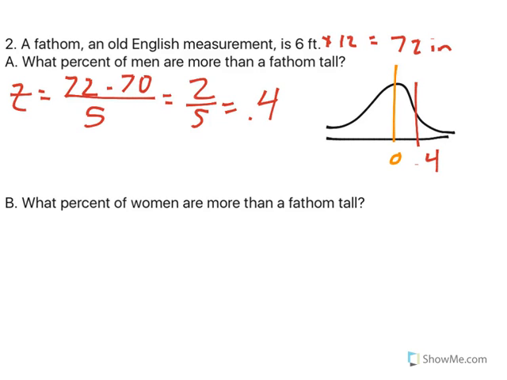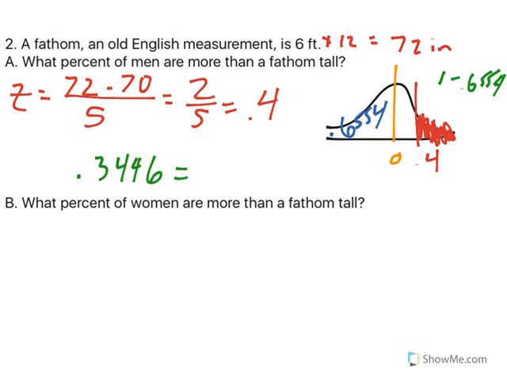Now, if I want more than that, I'm looking at area to the right. But recall that when you looked at your table with a z-score of 0.4, it's going to give you area to the left of 0.6554. You have to subtract that from 1, 1 minus 0.6554, to find the area to the right, which is 0.3446. Change it to a percent, 34.46% of men are taller than 6 feet.